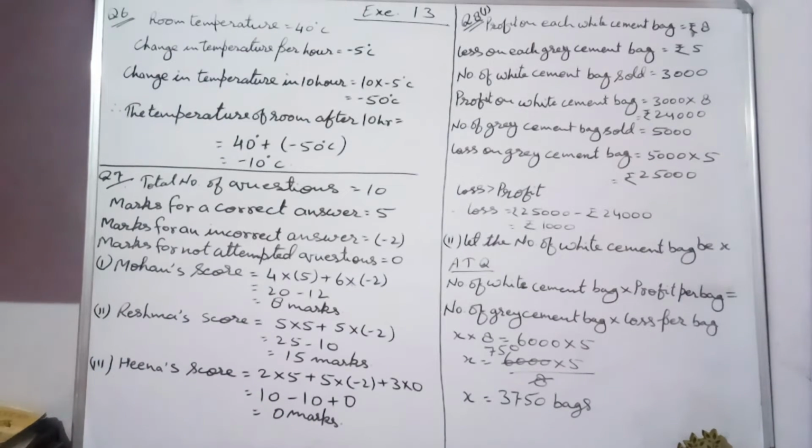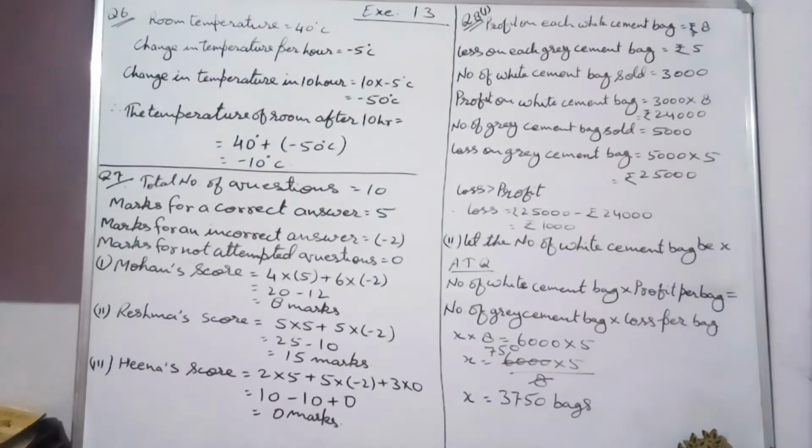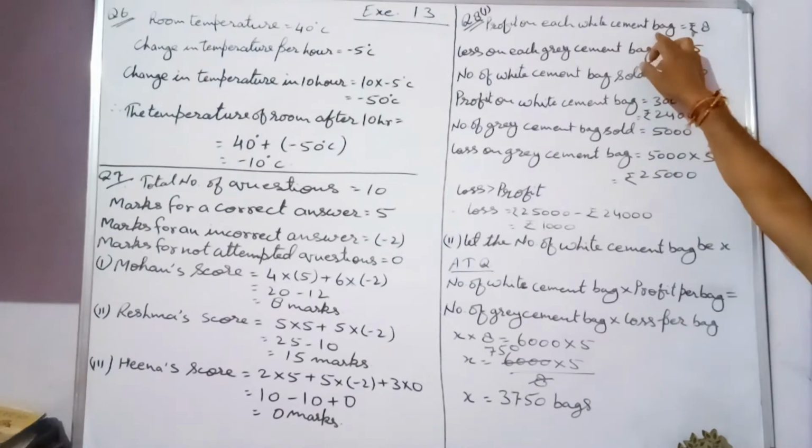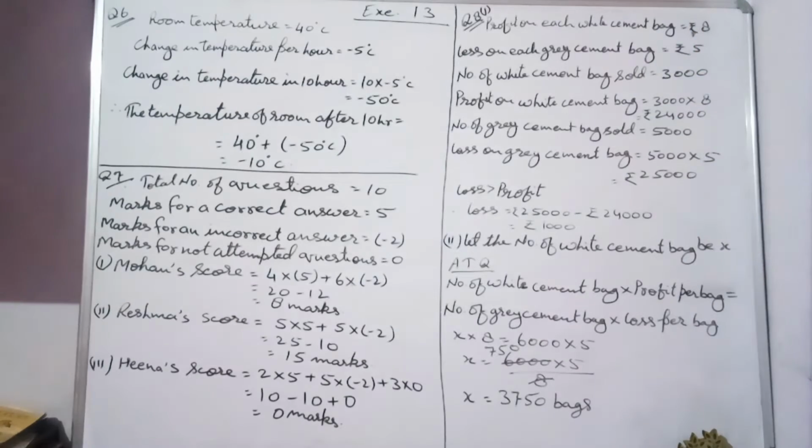Now the next question is question number 8. A cement company earns a profit of rupees 8 per bag. It means that whenever the cement company is selling their cement bags, on every white cement bag the company is getting rupees 8. On every sale of a grey cement bag, it is losing rupees 5. It means that the company is getting a 5 rupees loss.